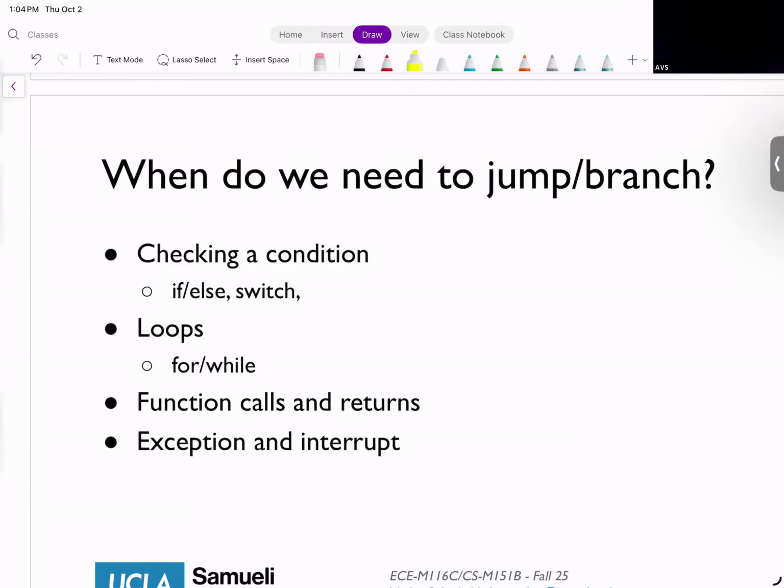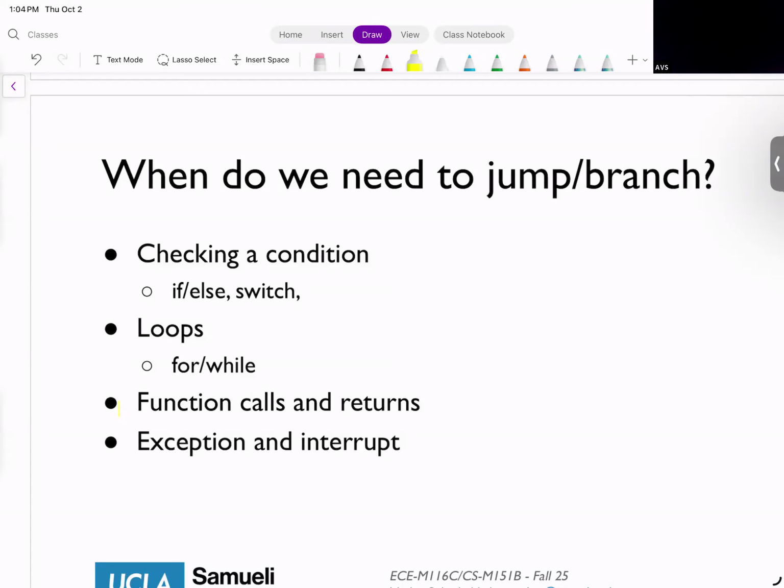Loops are also the same, right? So in loops, you run a few instructions, you check a condition, and you either jump back and continue, repeating this, or you just end the loop and then move forward. Same for while loops and so on.